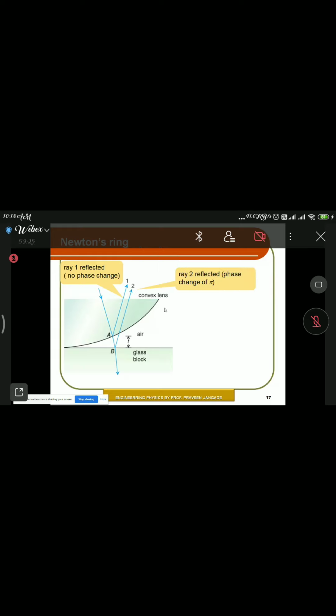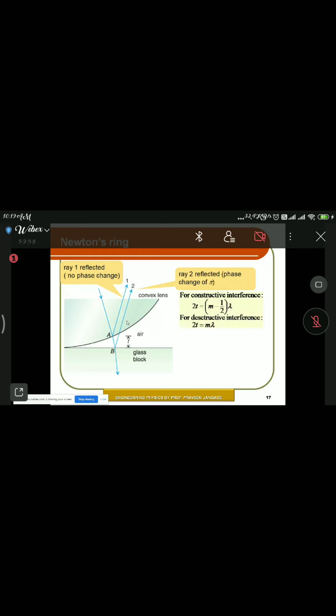You can see it clearly mentioned here. Ray 1 is reflected within the same medium, that is the convex lens. But ray 2 reflects from the glass block to the air medium, so at point B there is a phase change of pi radian. So what is the path difference between ray 1 and ray 2? We need to calculate it, and then based upon this path difference, we can get the condition of constructive and destructive interference.